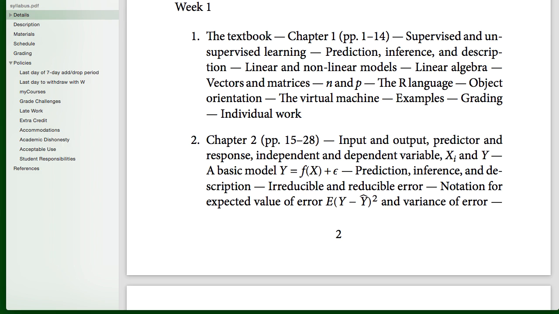So, for example, we have the television advertising data as input, and we would like to predict, given some amount of advertising budget that we have, the amount of sales that we can expect as a result of this input. So that's a case of prediction.